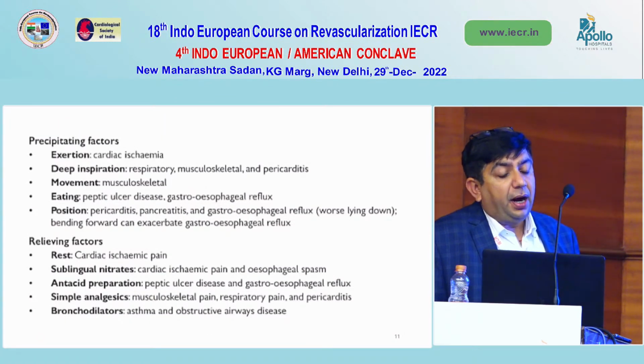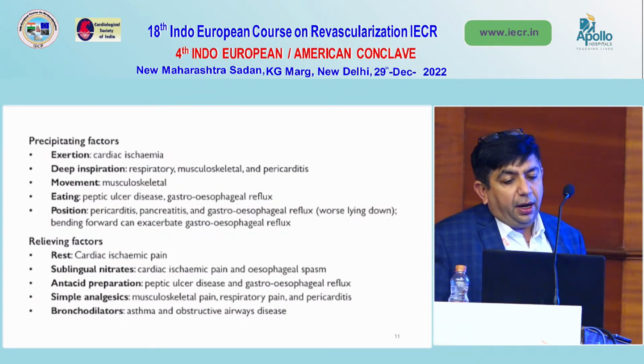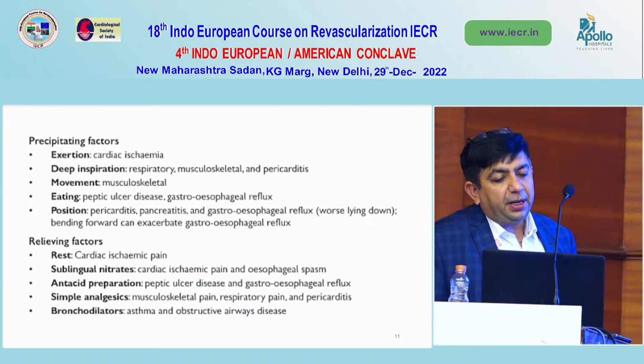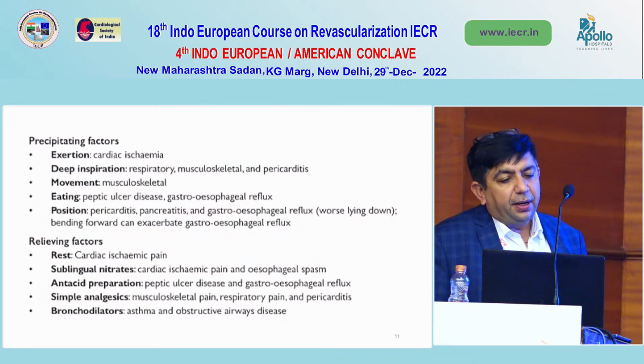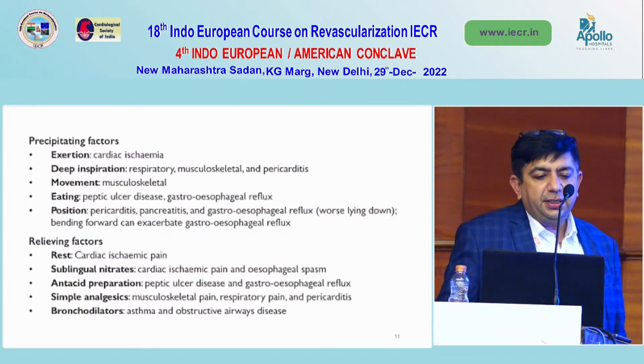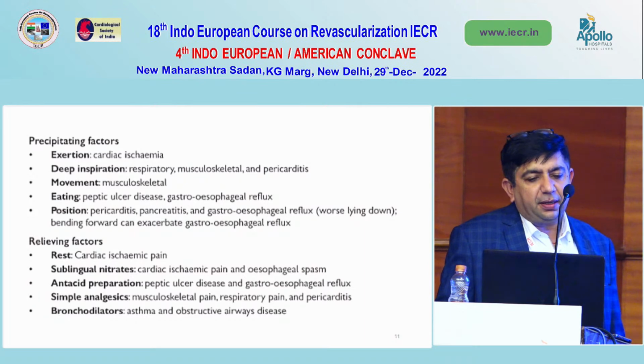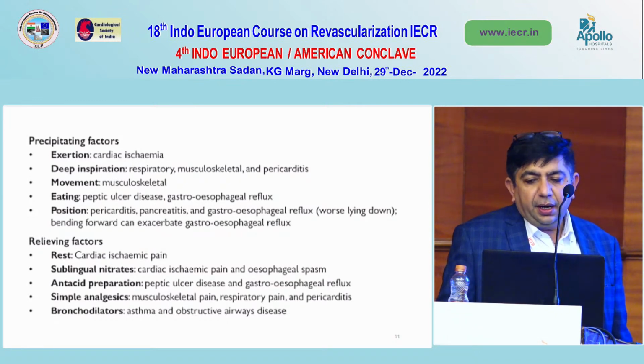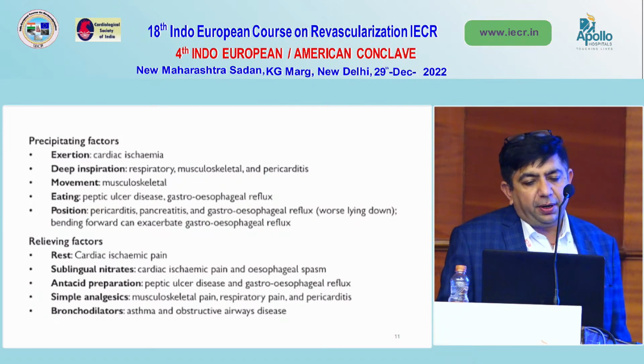Precipitating factors, like exertion. Cardiac chest pains are generally precipitated by exertion and relieved by rest. Whether it's precipitated by deep inspiration or not: respiratory and musculoskeletal chest pain and pericarditis pain are precipitated by deep inspiration, and musculoskeletal pains are also precipitated by movement. Gastroesophageal reflux disease pain is precipitated after meals. Whether there is any relation with position: pericarditis, pancreatitis and gastroesophageal reflux disease are worse by lying down or bending forward.